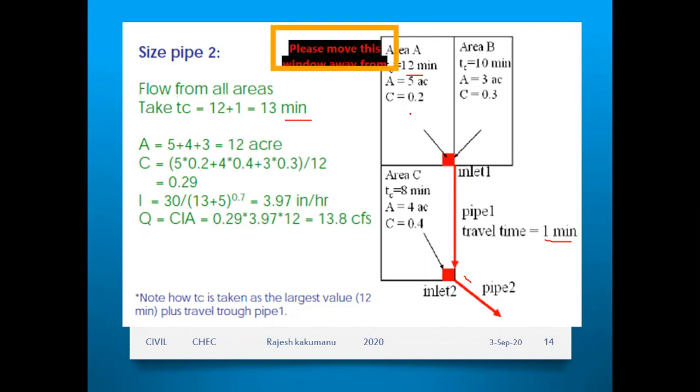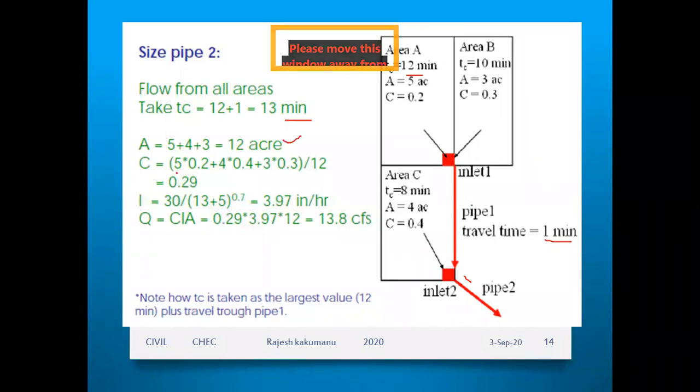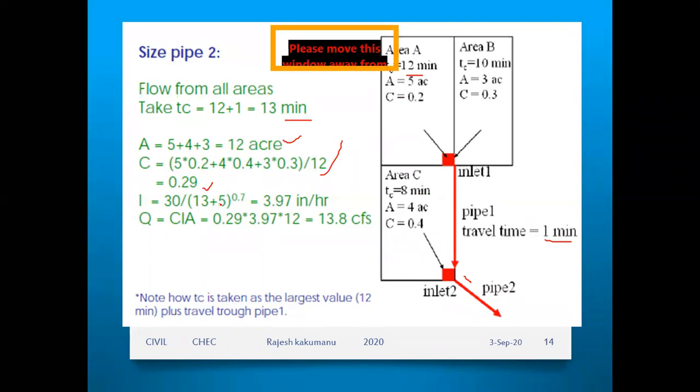Next, the area: 5 plus 3 plus 4. What's the answer? 12 is the answer, right? 12 acres is the answer. Now C is equal to 5 into 0.2, 4 into 0.4, 3 into 0.3, divided by the total area. Total area is 12. That is equal to 0.29, the C value. Now for I, substituting, 30 divided by 13 plus 5 to the power 0.7, we get 3.97 inches per hour.